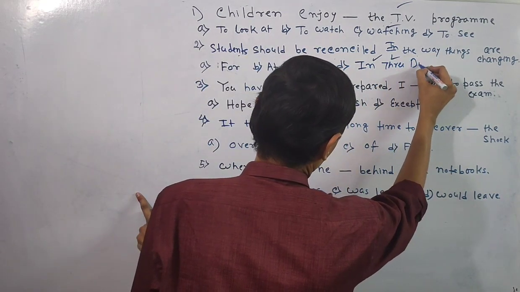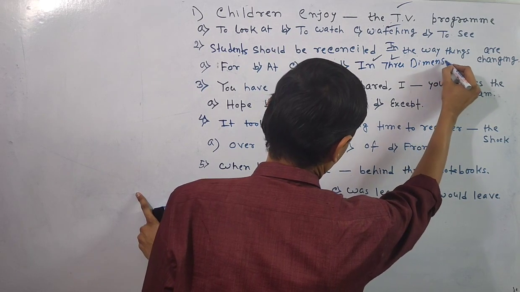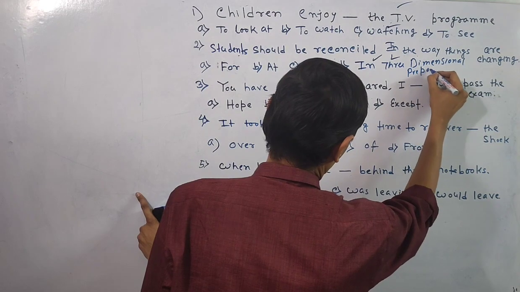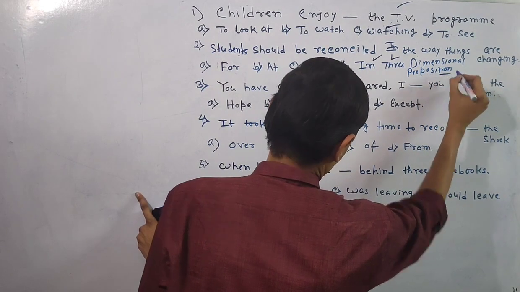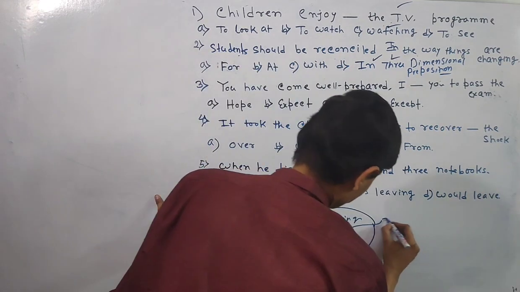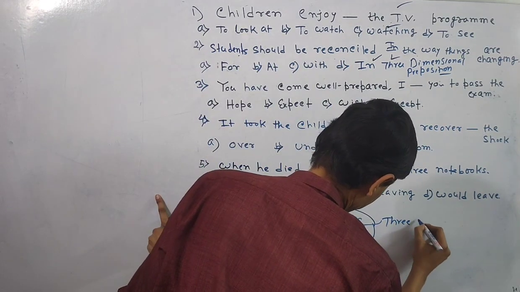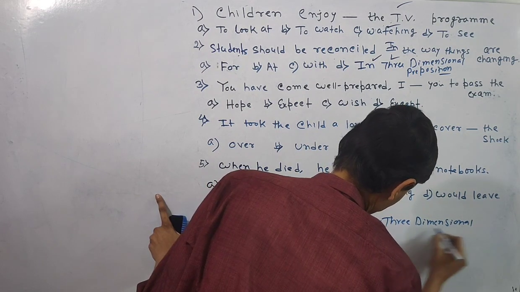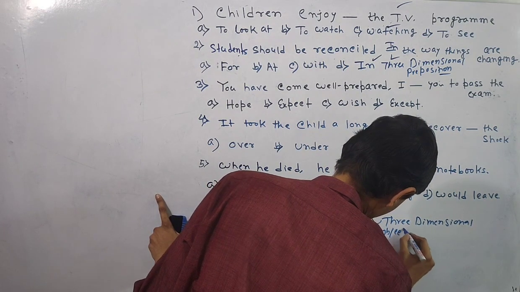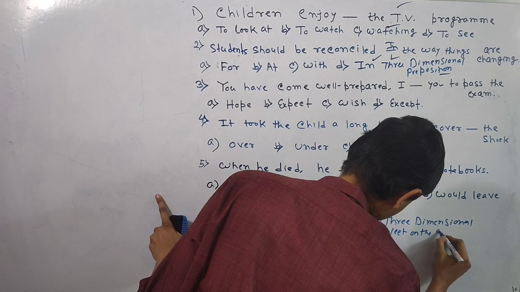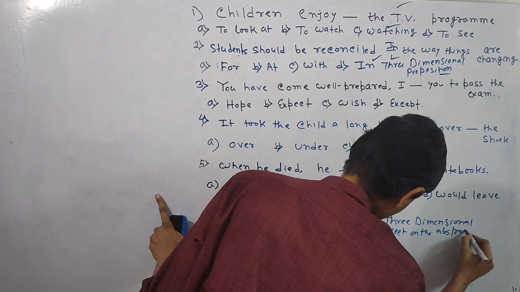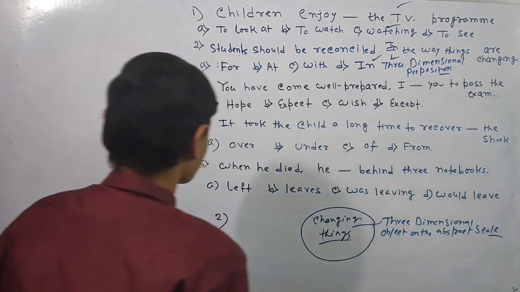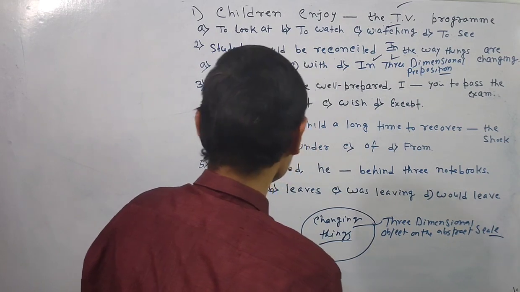Three dimension is a very important chapter: dimensional preposition and its application in English. Three-dimensional preposition. It is actually called the three-dimensional object on the abstract scale. Again I am repeating, on the abstract scale, not on the visual scale. Now I would like to go for the next question.